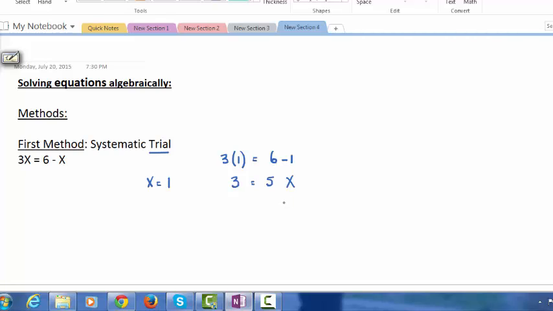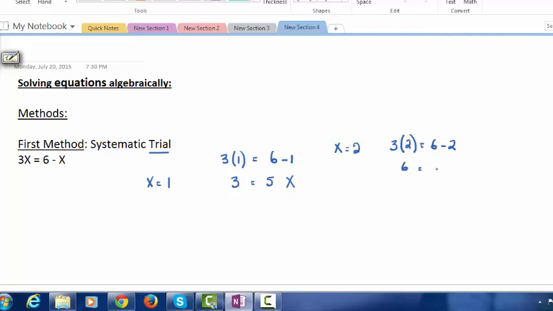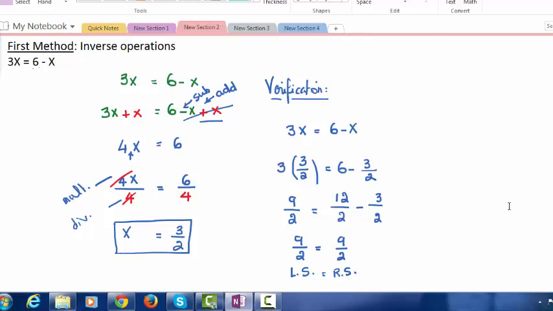No, wrong. You try x equal 2, and you try 3 times 2 equal 6 minus 2. 3 times 2 equals 6, and 6 minus 2 equals 4. Oops, left side doesn't equal the right side, and so on. You try till you reach the right answer. And this one is very long, so that's why we try to avoid it. So as you can see, the preferred one is the inverse operation.